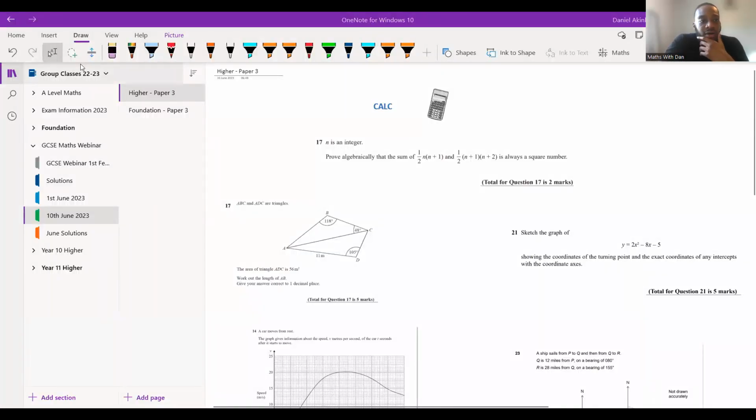So what we're going to do is go over a couple of past paper questions that I've picked out. That's pretty much how the classes are run. So I'm going to share my screen now, and we'll make a start.